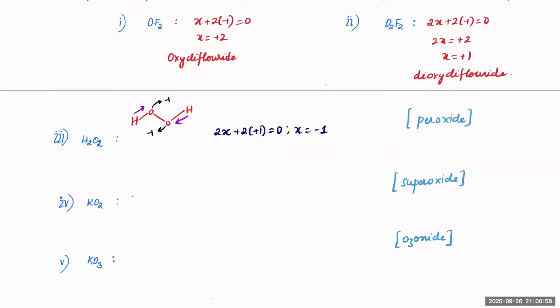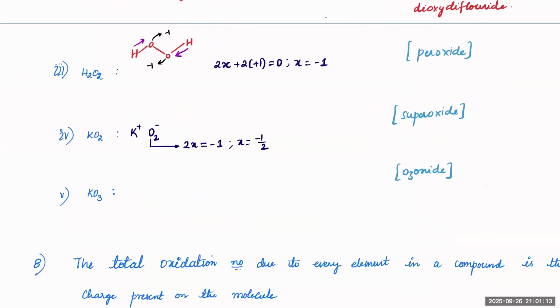Similarly, here also KO2 will always remain as K plus and O2 minus. And here this will have 2x is equal to minus 1. So that makes it x is equal to minus 1 by 2. And here KO3, we have K plus and O3 minus. Similarly, you can see here 3x is equal to minus 1 and x is equal to minus 1 by 3.